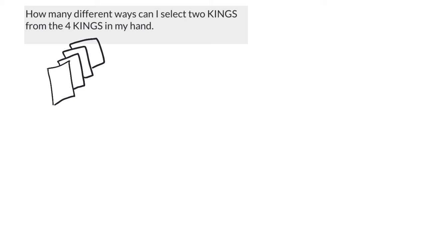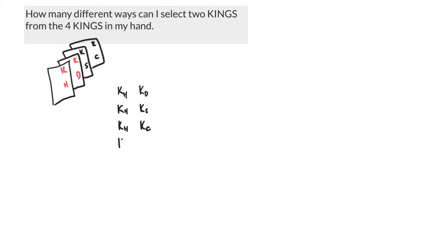There we go. And we've got the king of hearts, the king of diamonds, the king of spades, and the king of clubs. So of course I could choose the king of hearts with the king of diamonds. That would be one option. The king of hearts and the king of spades, the king of hearts and the king of clubs.